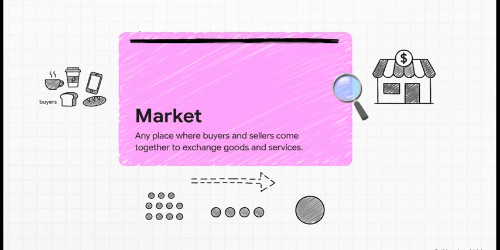What even is a market? And it's not just a building with a sign on it. Nope, it's basically any place, physical or online, where buyers and sellers meet up to do business. The stock market, your local farmer's market, yep, they're all markets.